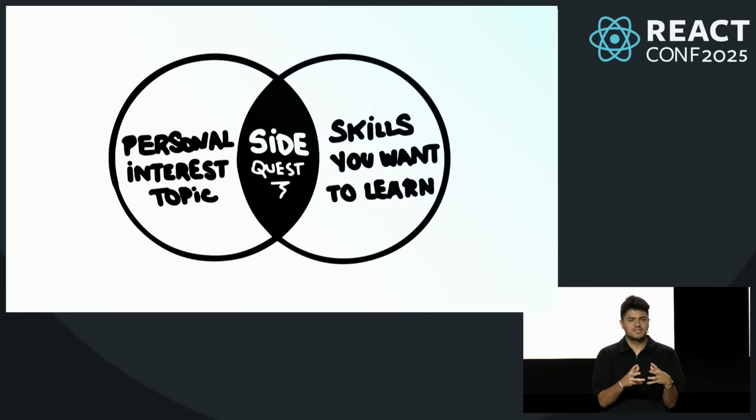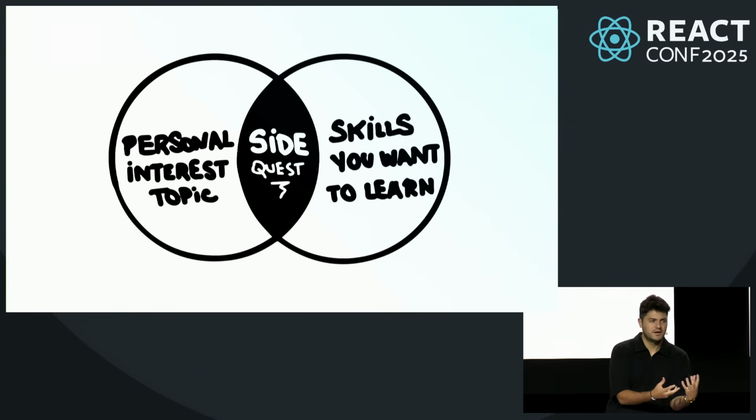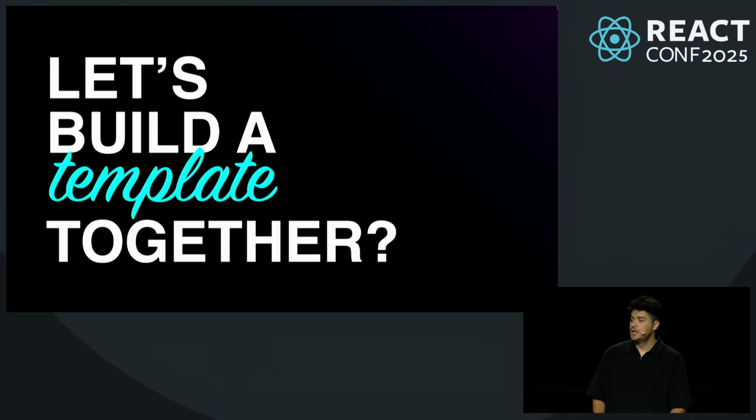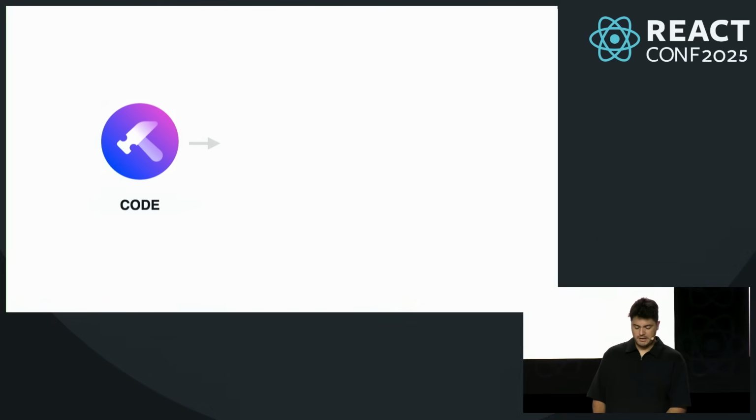I feel like side projects are amazing because they can combine the things that you're really interested in, the skills that you want to learn, and that's where I was back then. I wanted to combine React with this new email world that I was not used to. So let's build a template together here with React Email. And we're going to take the Stripe email template as a reference. It just looks great. Everything that Stripe does looks great, right? So let's use that as an example.